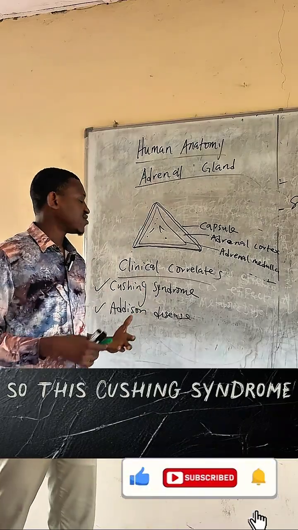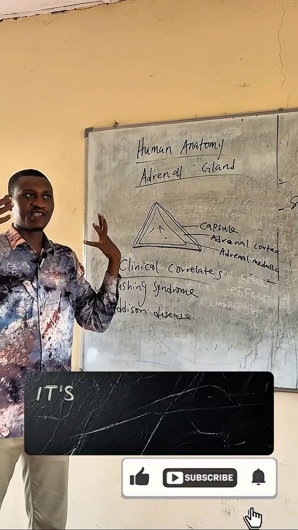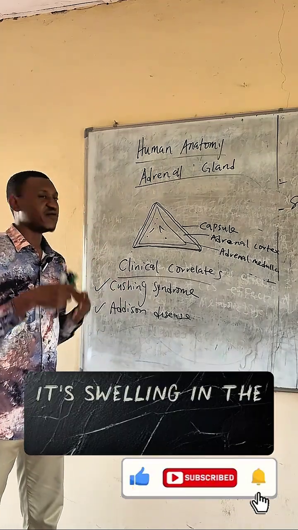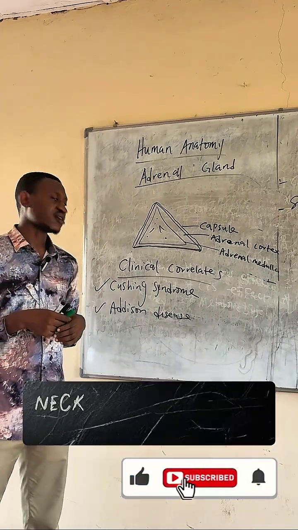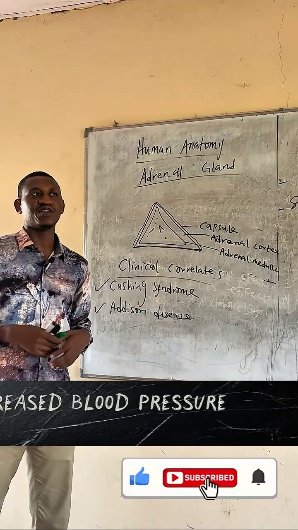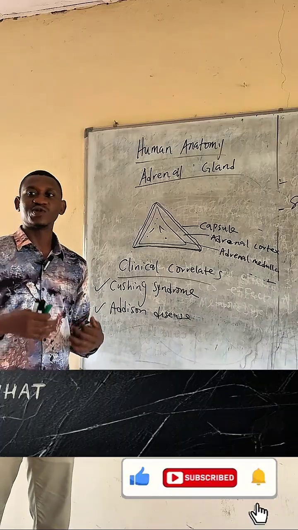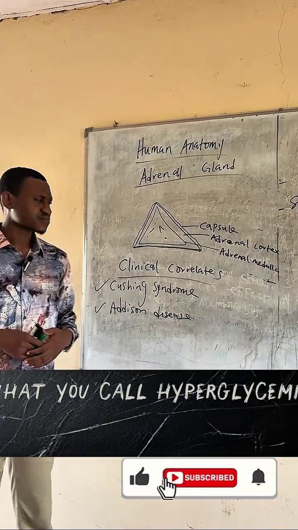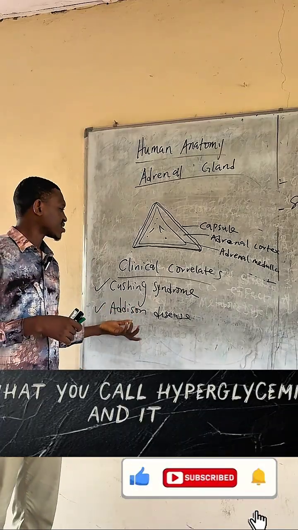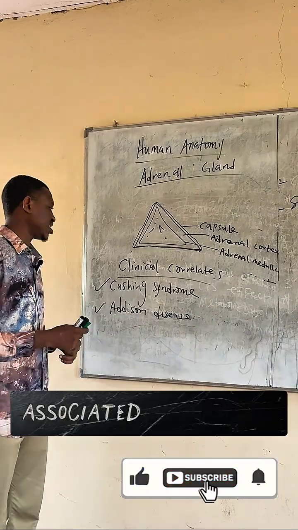So this Cushing syndrome is characterized by a moon face, a swelling in the face and even in the neck. It also results in what? Increased blood pressure, increased glucose level, what we call hyperglycemia, and it can also result in what? Weight gain. So these are some of the symptoms associated with what?